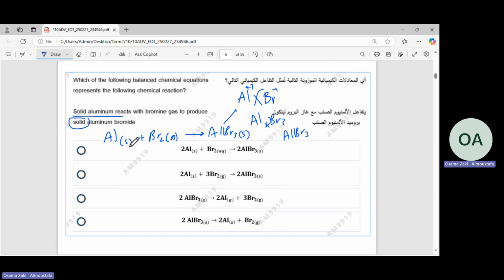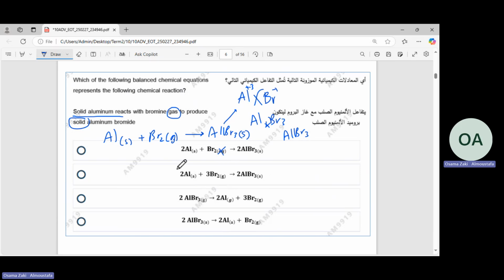Okay, so let's check. They say here we have Al solid and Br2 gas. That's right. So let's check. Al solid, Br2 gas. Okay, gas. No, this is not correct. And by the way, let's move to the next one. They said Al solid and Br2, which is gas, and here we have AlBr3, which is solid. So this is maybe correct.